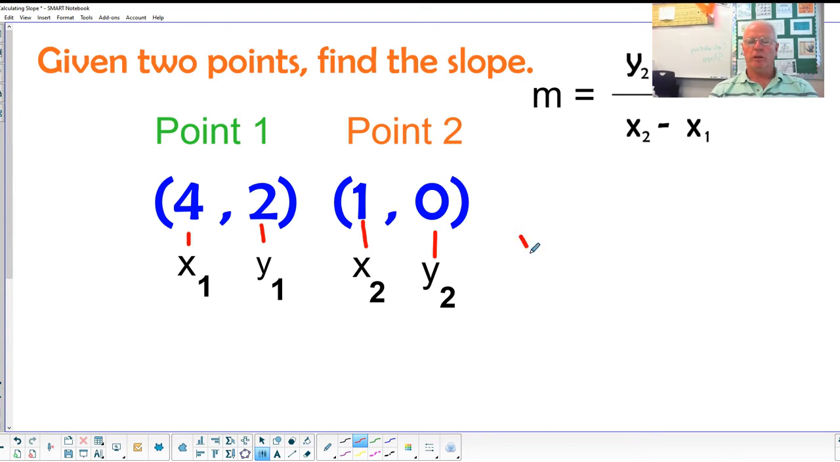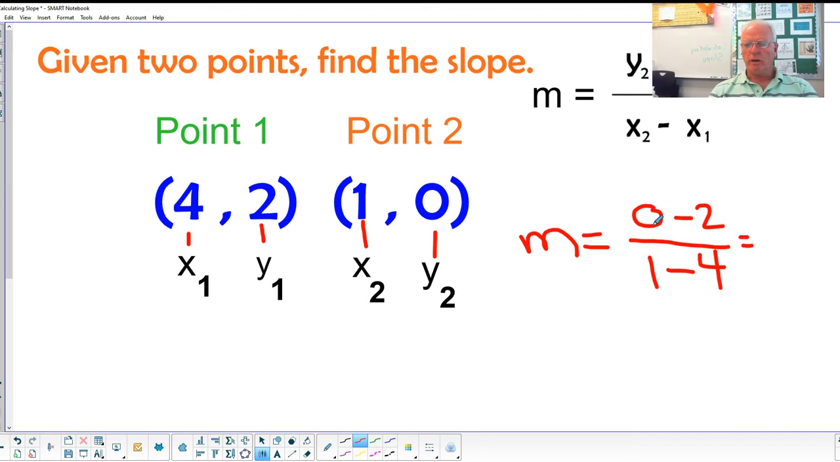So I basically set up a little bit of a subtraction here. I just do y2 minus y1, so I would have 0 subtract 2 on the top, and 1 minus 4 on the bottom. Now it looks kind of like funny numbers, a little bit scary, but they aren't.